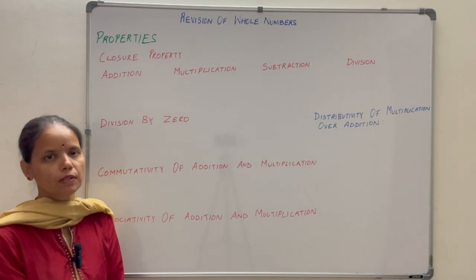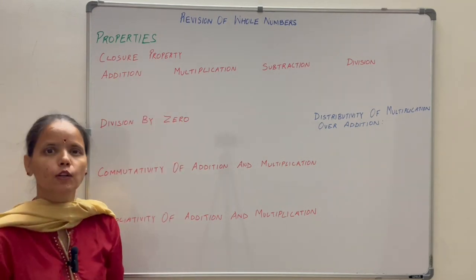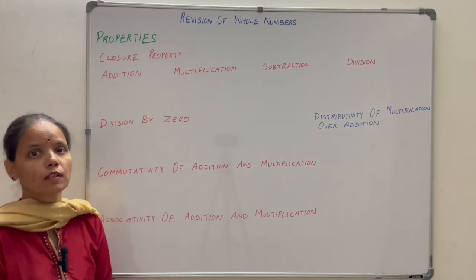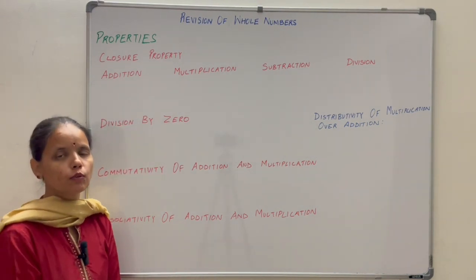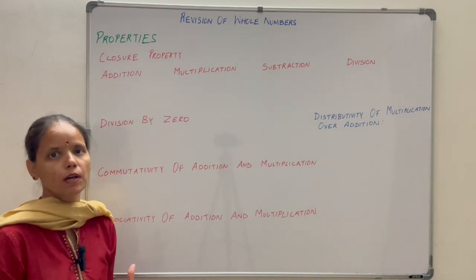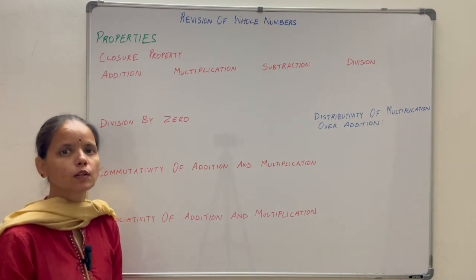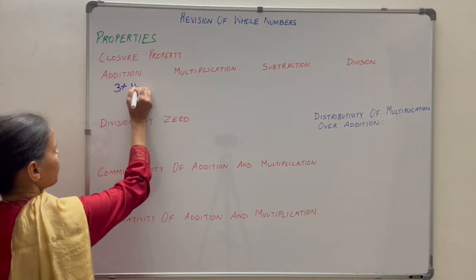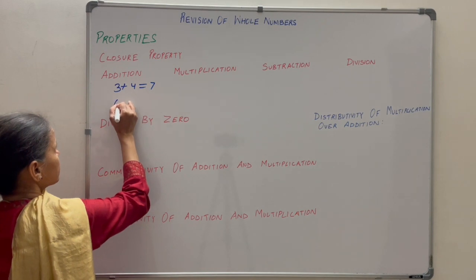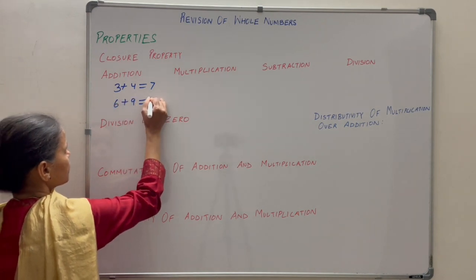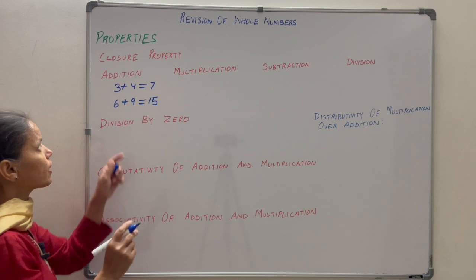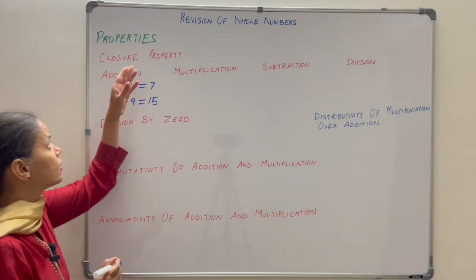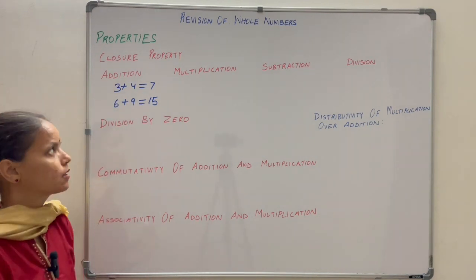Properties of whole numbers. The first property here is the closure property. Let us discuss addition. Whenever you add two whole numbers and you get a whole number, then we say it is closed under addition. For example, 3 plus 4 gives you 7. 6 plus 9 gives you 15. Whenever you are adding two whole numbers, you are getting a whole number. So we say whole numbers are closed under addition.